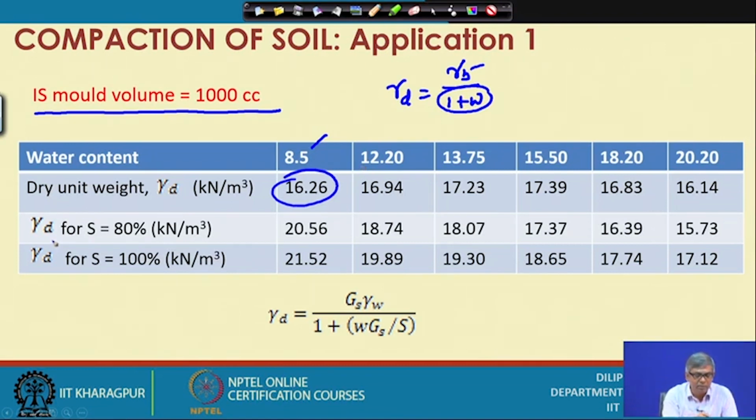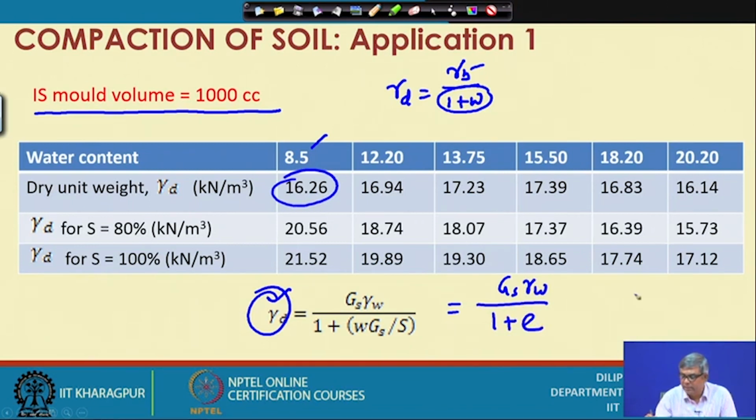Now I have to find gamma D for S equal to 80% and gamma D for S equal to 100%. So the gamma D expression is like this: gamma D will be equal to Gs gamma W by 1 plus e, and S times e equals W times G. So e can be substituted as WG by S. That is the thing we have done.